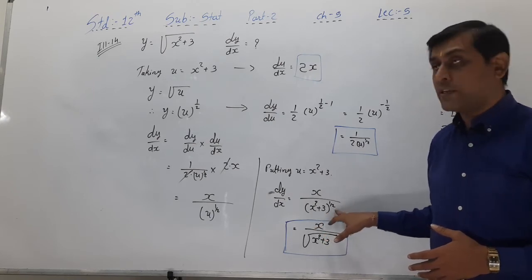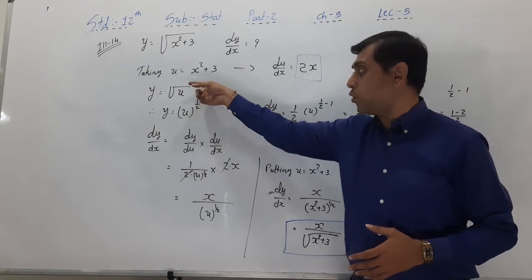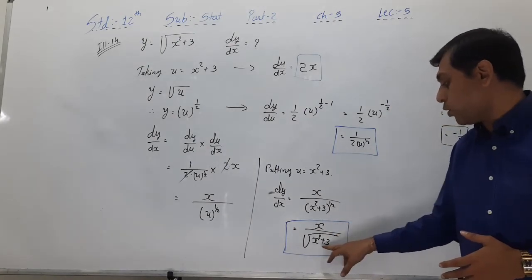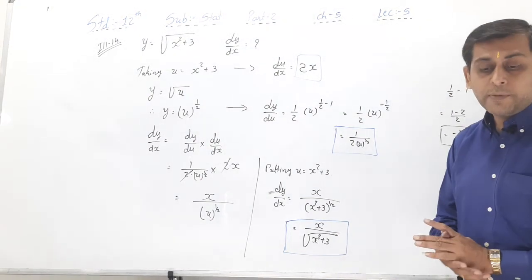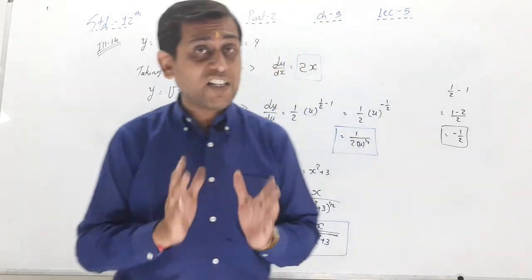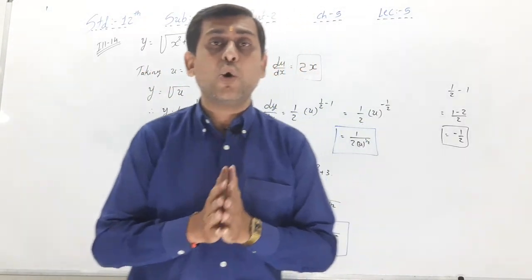So 1 by 2 means what? Square root we convert into 1 by 2, so we convert 1 by 2 back into the square root. That's why x divided by square root of x square plus 3 is your final answer. So here your illustration number 14 is over, and I think your chain rule is also over.